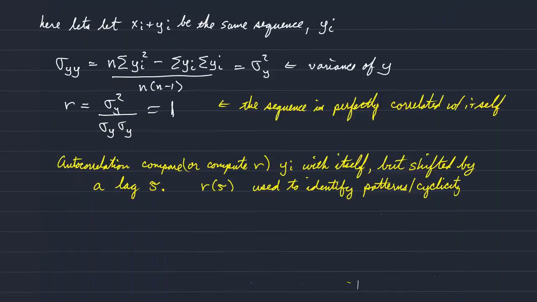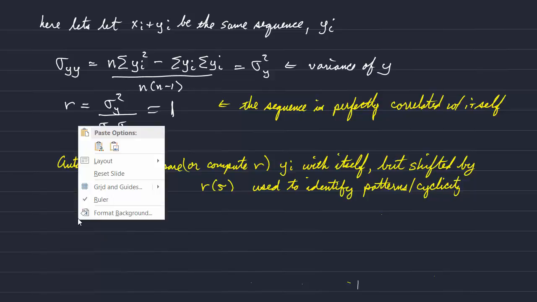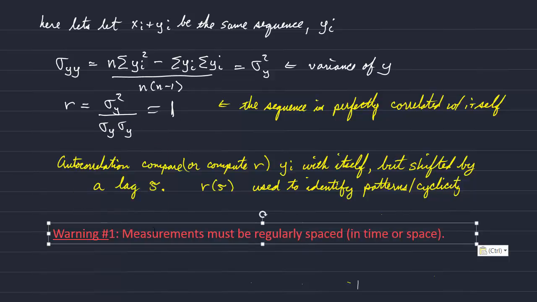So let's now look and see how to compute this autocorrelation function. But before we do that, I'd like to point out the first warning that we have to consider. In order for this autocorrelation technique to work, we must have a record in which the measurements are regularly spaced. That is, the interval represented in time or space between each measurement has to be uniform or constant along the whole record.